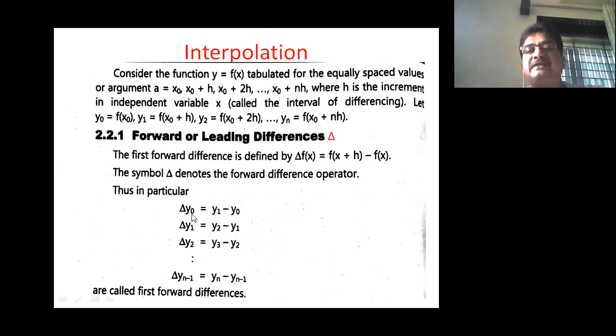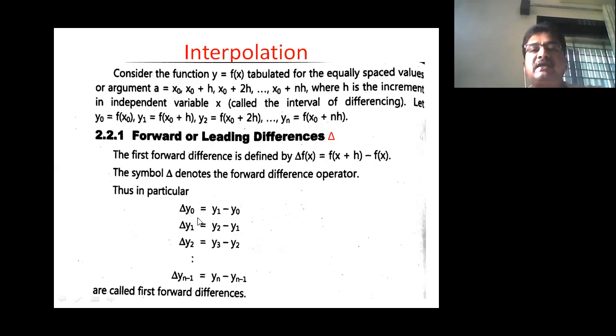So this is delta y naught. What is y naught? Y naught means f of x naught. So what is delta of f of x naught? It is f of x naught plus h minus f of x naught. That is y1 minus y naught. So learn this in both notations.